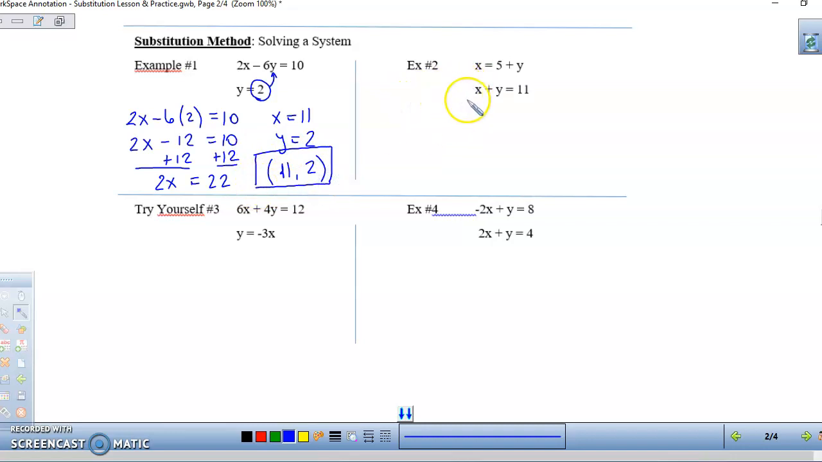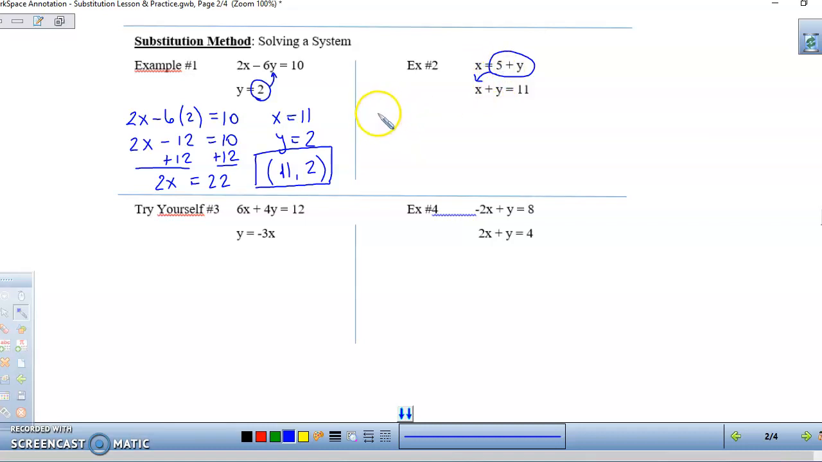Okay, example 2. So this one's slightly harder because we have a variable by itself, which is the goal to start. But this time I have an algebraic expression. So I am going to take whatever is on the right side here, and this is x equals y plus 5. So I'm going to replace x with y plus 5.